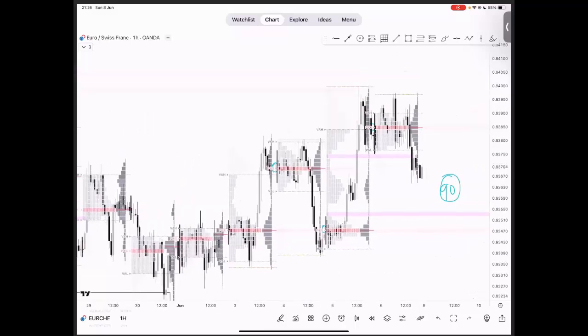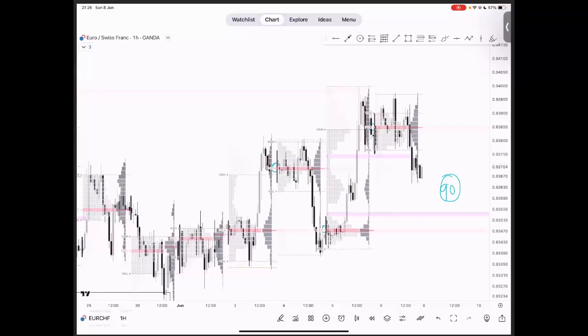Okay. Now, the next one, which is the value area high and the value area low. And these ones are the most important, right? Whatever happens in between the value area high and the value area low is none of your business.